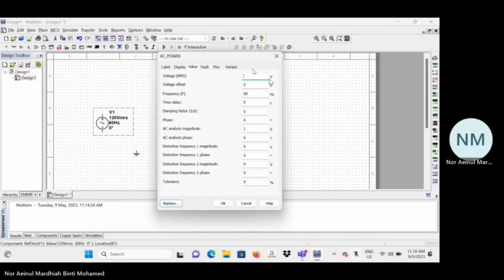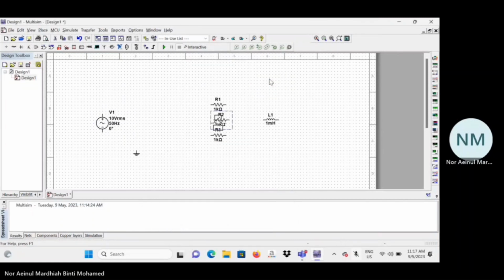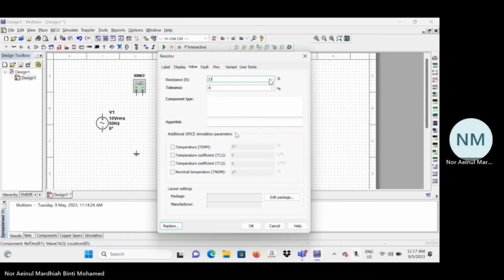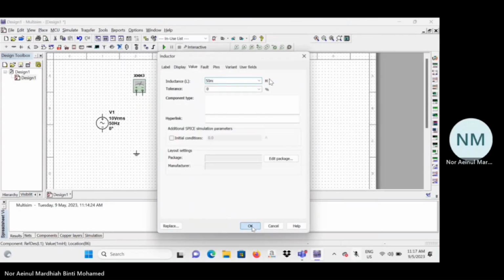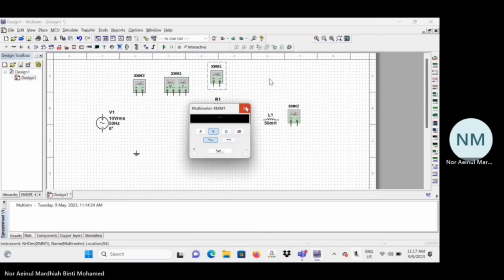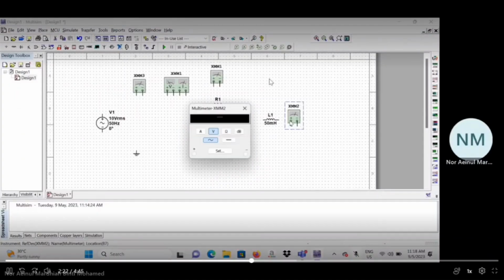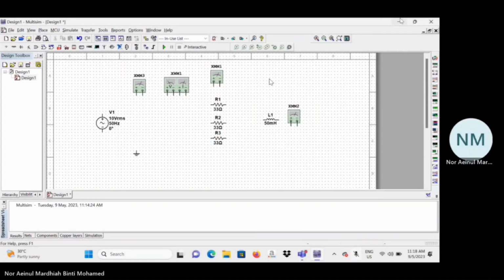Next we need 4 multimeters and 1 wattmeter. Of the 4 multimeters, we change 1 to ammeter and the other 3 to voltmeter. Then, following the lab sheet, we change the 3 resistors to 33 ohm, and for the inductor we put 50 mH. After that, we need to connect the circuit.